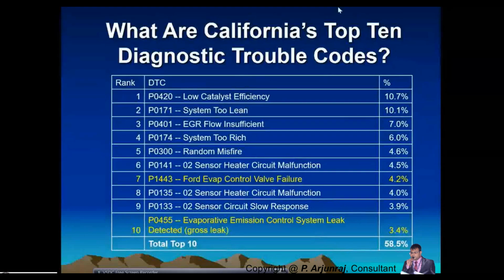And for low catalyst efficiency, you have code P0420, and for EGR flow, you can see if the EGR flow is insufficient, then you get a code. By plugging the DTC into the scanner tool, you can get the indication that the EGR flow is insufficient. Accordingly, you can also modify based on the solution you get out of the OBD.